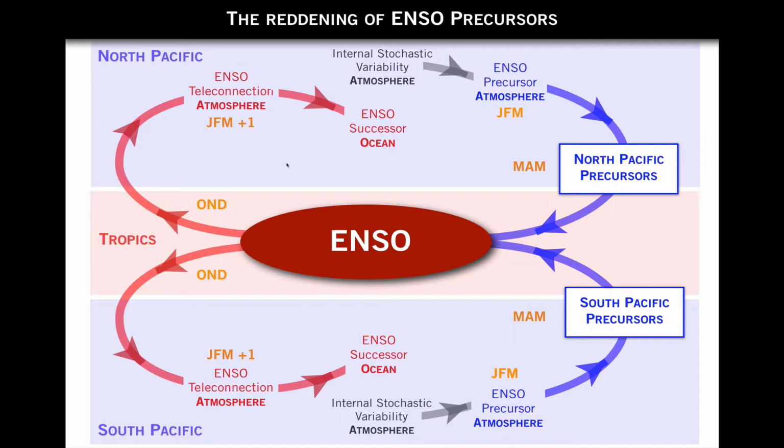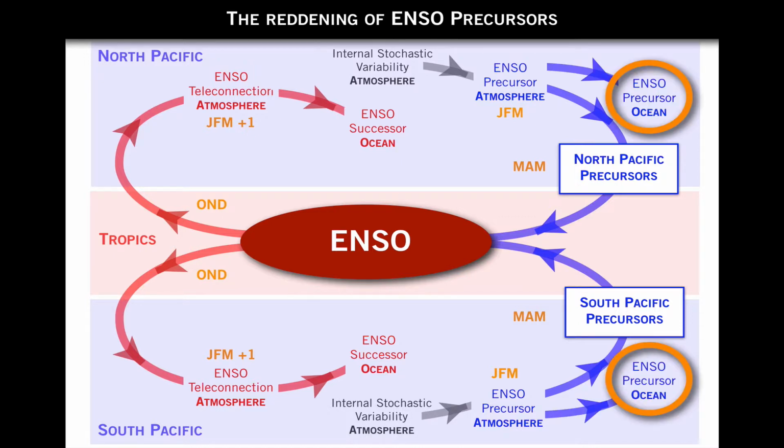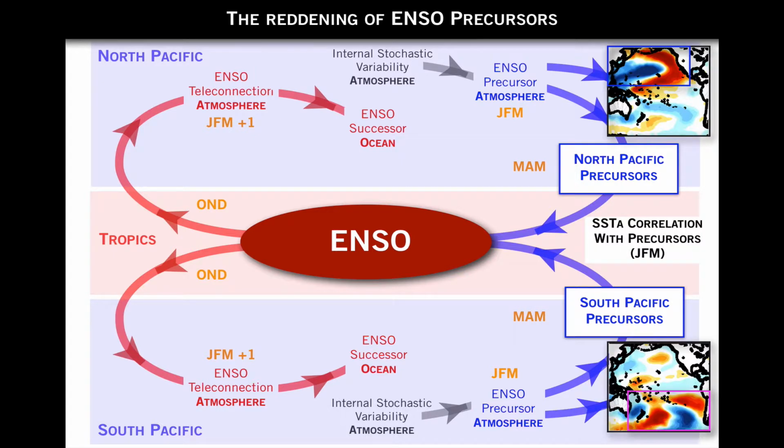So the next thing is instructive: to look at the spatial pattern of the precursor in the sea surface temperature fields, which is essentially the oceanic expression of these precursors. And here are correlations of those precursor indices with the sea surface temperature anomalies during JFM for the northern precursor and the southern precursor. And you can see that these two patterns are actually quite different, and of course intensify, one in the north and one in the south.